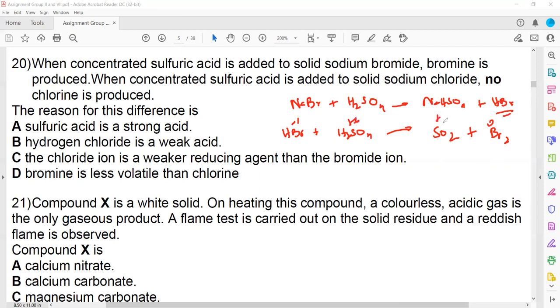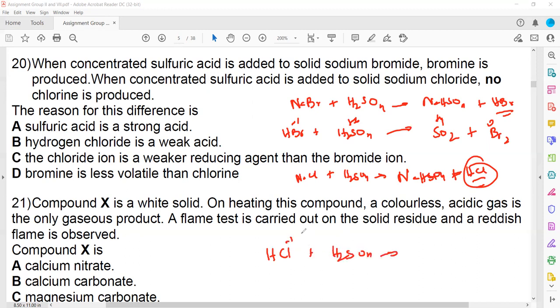But when we repeat this same procedure, for example if sodium chloride reacts with sulfuric acid, then it will produce sodium hydrogen sulfate. There is an acid base reaction plus misty fumes, that is HCl, and this HCl cannot react further because chloride ions are not able to reduce the sulfur to a lower oxidation number. Its oxidation number does not change. That's why the chloride ions are weak reducing agents. They are not able to reduce the sulfur to a lower oxidation number. So C is the right answer.